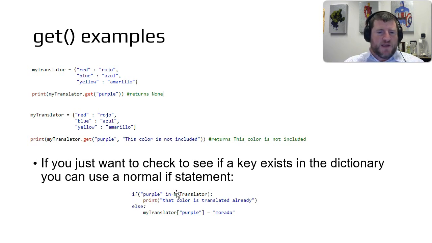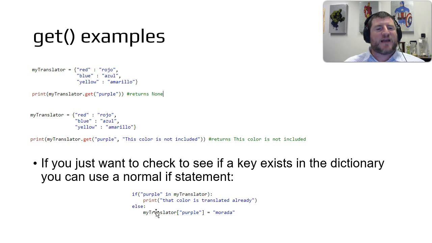You could say if purple in my translator. So remember, we use the keyword in, and that looks through the entire list. You can also use it with tuples. You can also use it with dictionaries. It looks through every key in the dictionary to see if it can find purple. If it can find purple, then it tells you, in this case, it just says that color is translated already. You could also print my translator purple. But if it's not translated already, if that means it doesn't exist, if it can't find it, then it's going to kick down to the else, and then you're just defining purple as morada, which is, again, English and Spanish.